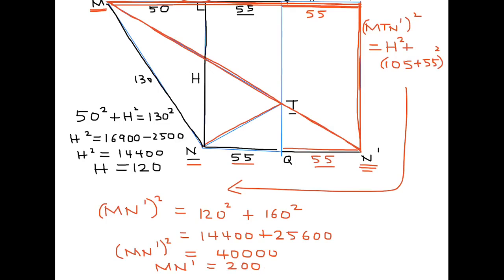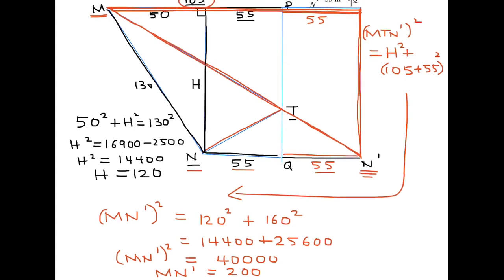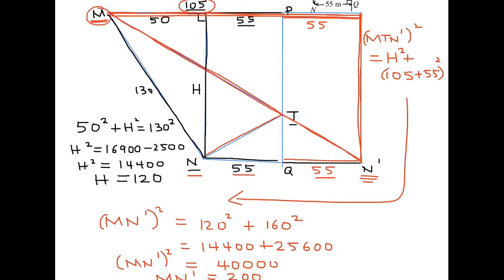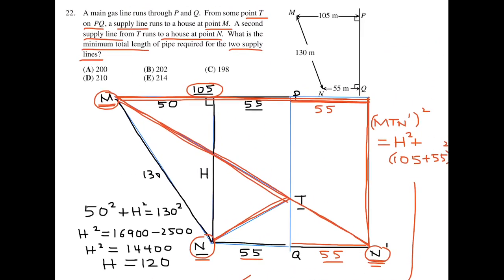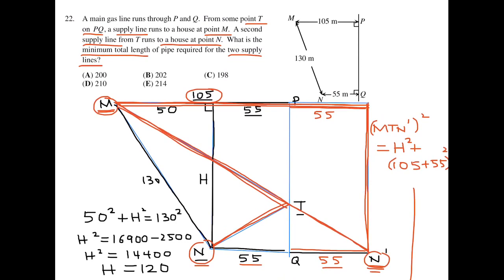So that's the shortest distance from M, right here, all the way till N reflection, and therefore that represents the shortest distance from N to T and from T to N. So it was 200, so therefore the answer is A.